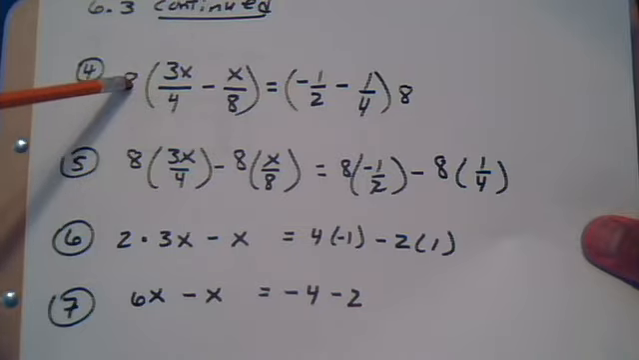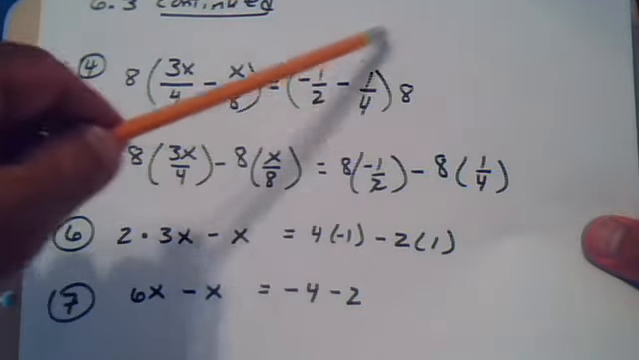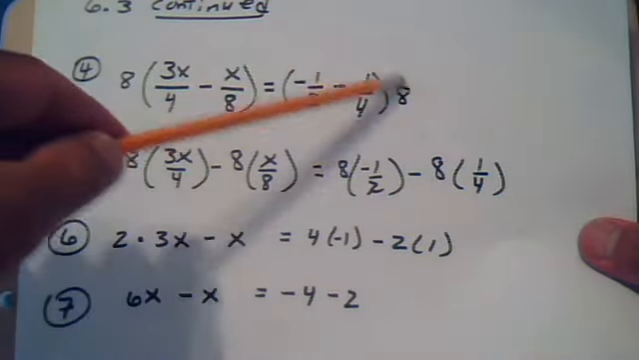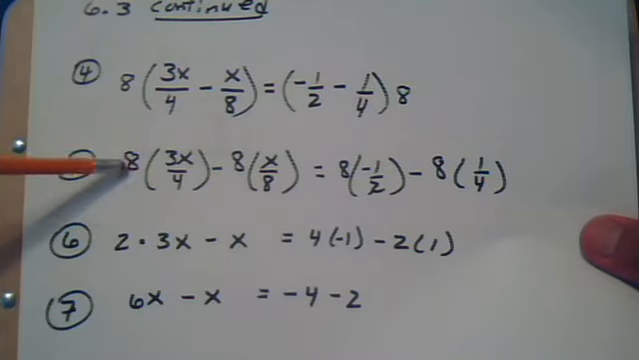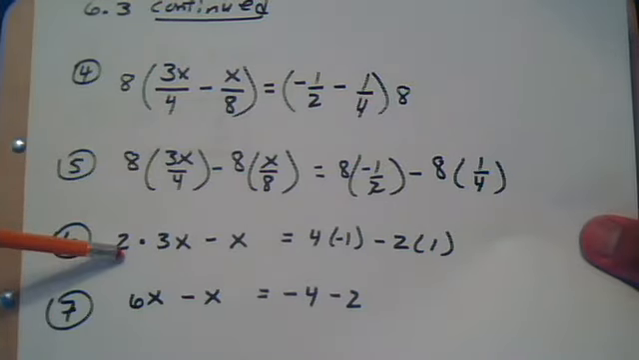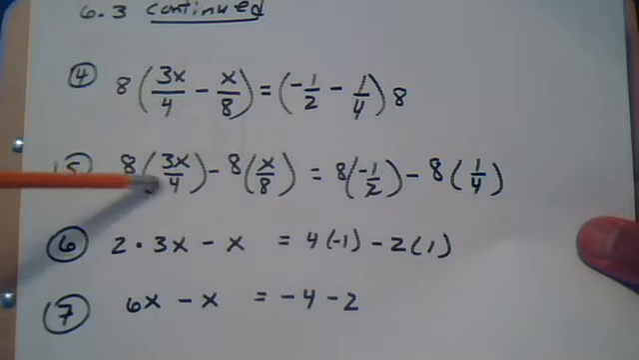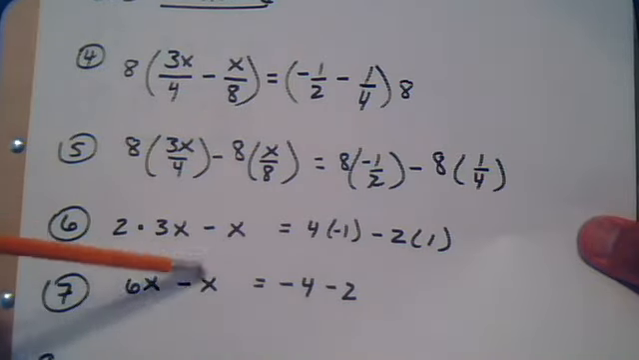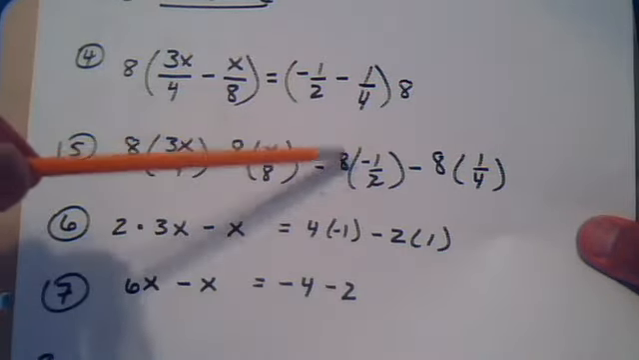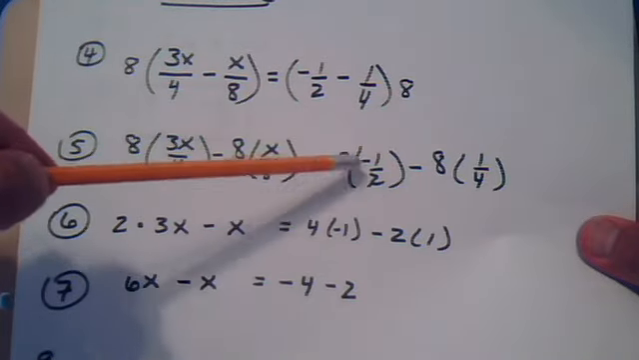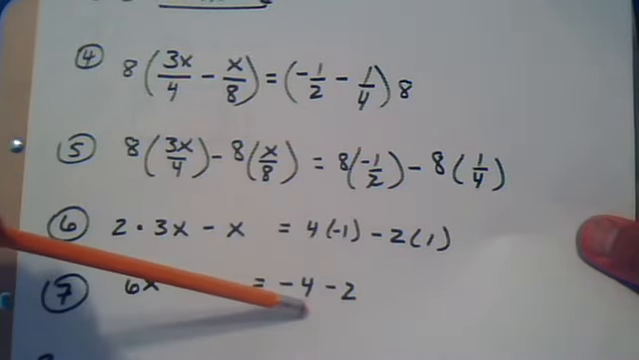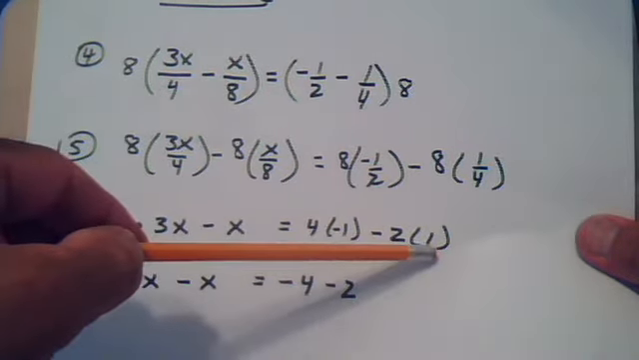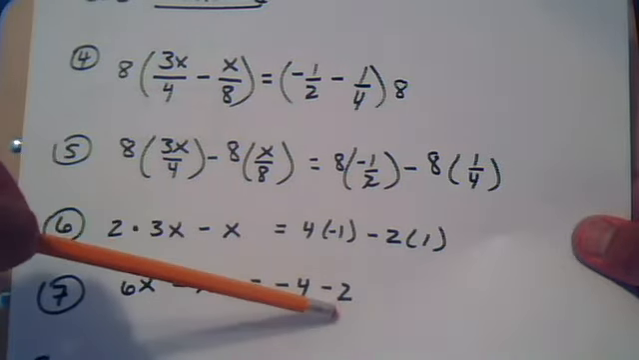Okay, that 8, you're going to multiply this side of the equation by the 8 and the other side by the 8. And notice what happens. You distribute here, you distribute here. And now you could say 8 divided by 4 is 2. 2 times 3 is 6. 8 divided by 8 is 1, so the x just drops. Go to the other side. 8 divided by 2 is 4 times negative 1, negative 4. 8 divided by 4 is 2 times 1, so it will be negative 2.